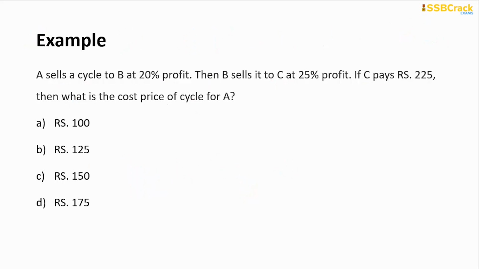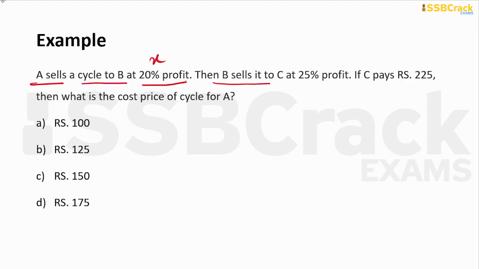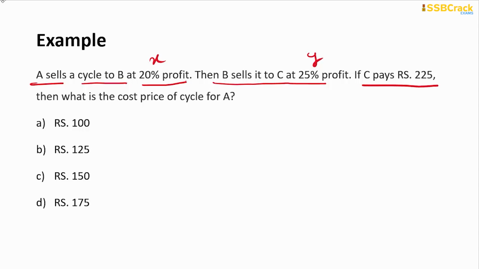So here is an example. A sells a cycle to B at 20% profit. Note, this is X, the first profit mentioned for a product, the cycle. Person A is selling to B, but person B is again selling it to C at a profit of 25%. So 25% is Y, the second profit on the same product. Now, it is mentioned that the person C is paying rupees 225. Then what is the cost price of the cycle for A? So you have to find the cost price of the cycle for A.